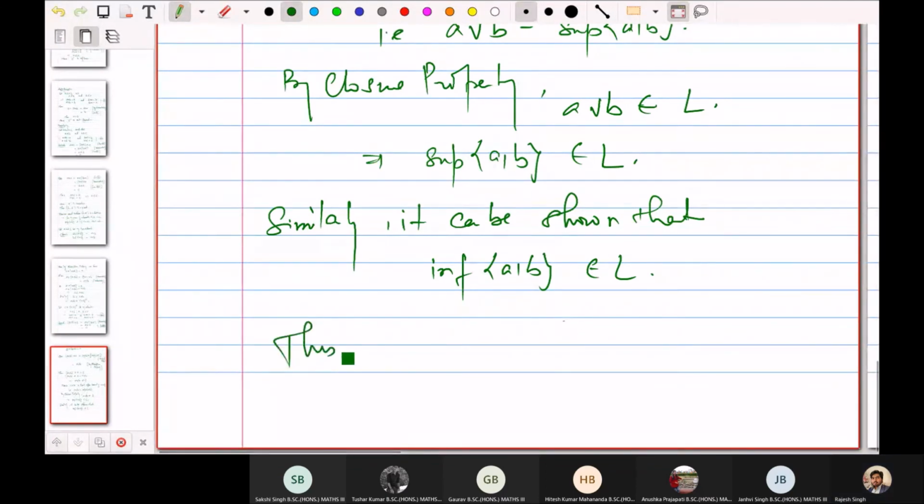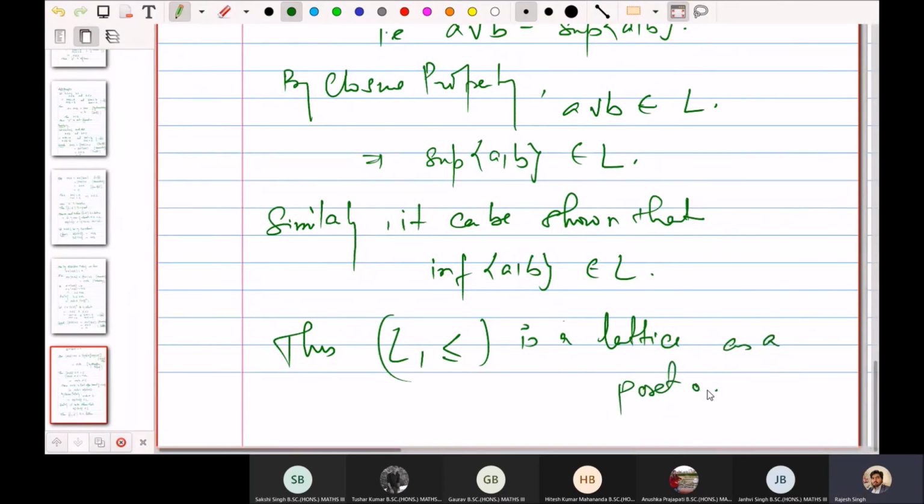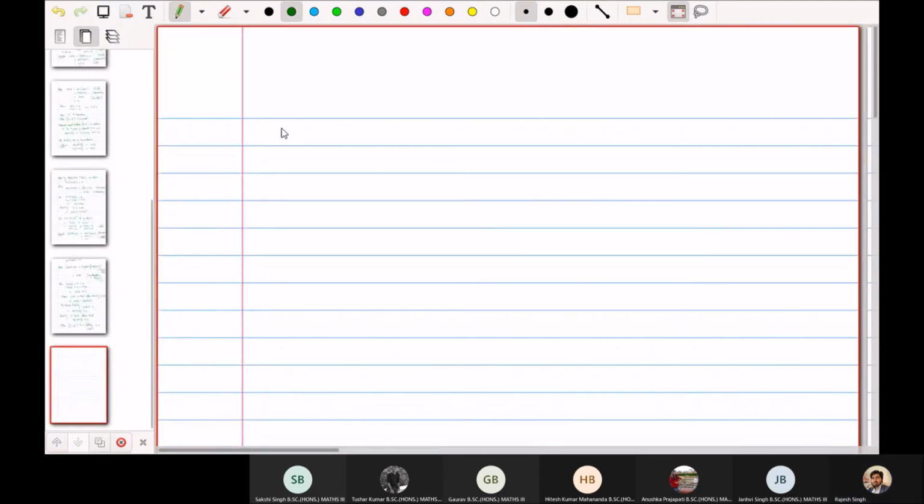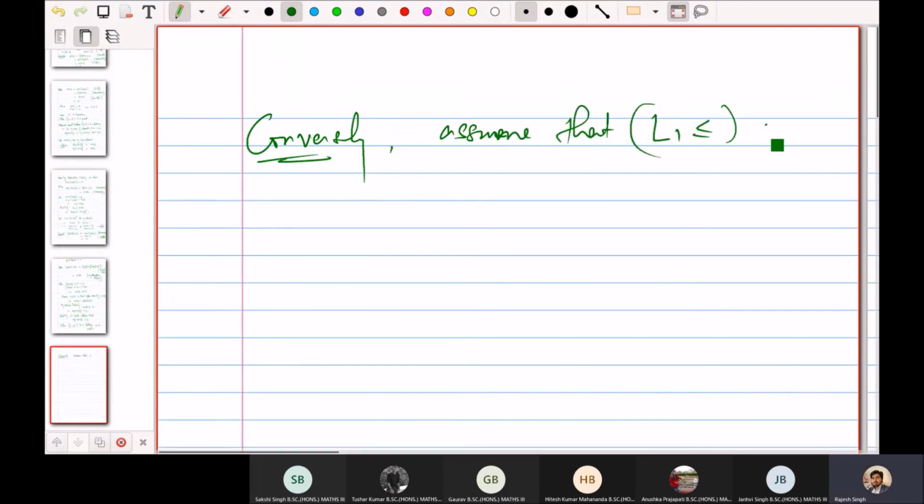So thus L is a lattice as a poset. ठीक है, so poset के टर्म्स में lattice हो गया. हमने अभी शो करा था, हमने लिया था कि it is a lattice as an algebra, and now we have shown that it is a lattice as a poset. अब conversely we will assume that it is a lattice as a poset and we will show that it is a lattice as an algebra. ठीक है, conversely assume that L is a lattice. ठीक है?